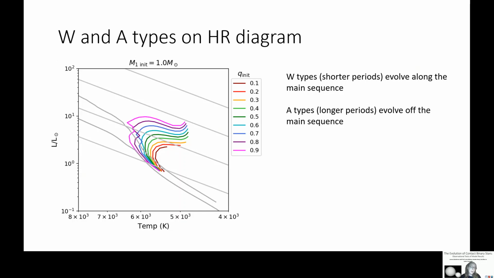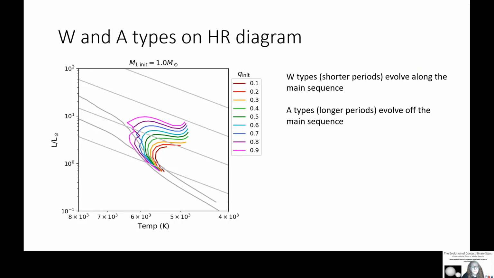An HR diagram plots stellar luminosity versus surface temperature. These gray lines going up diagonally on the plot are the main sequence, which most stars spend most of their time on. Over their lifetimes, stars evolve along these tracks. It has been shown that W-type contact binaries, which are those with shorter periods, are found along the main sequence, while A-types, which have longer periods, are off to the right of the main sequence. Our calculations are consistent with these observational results.